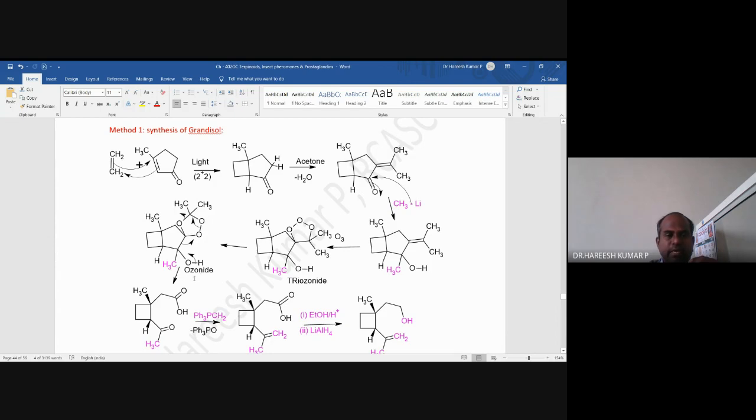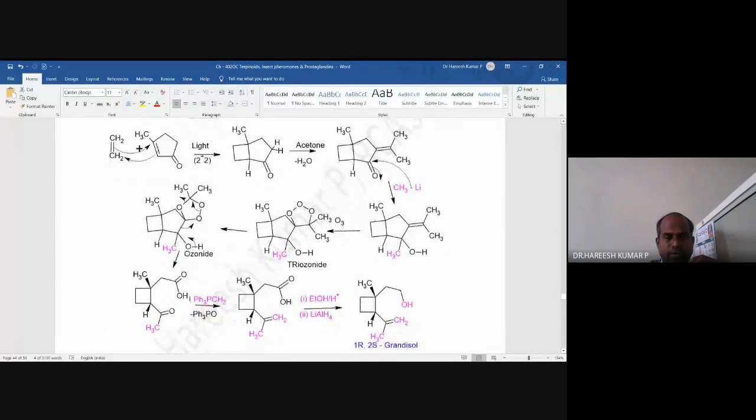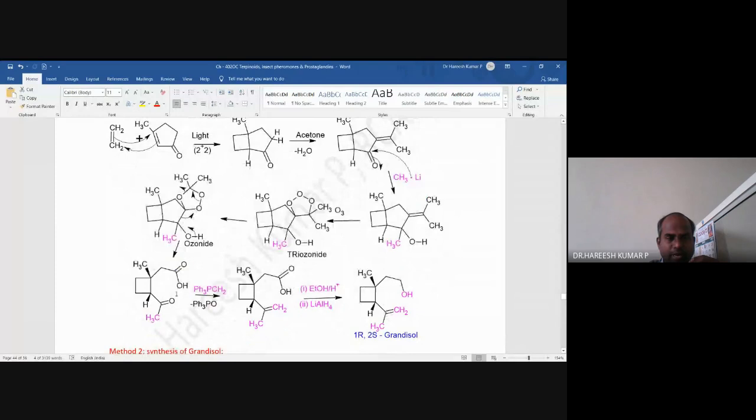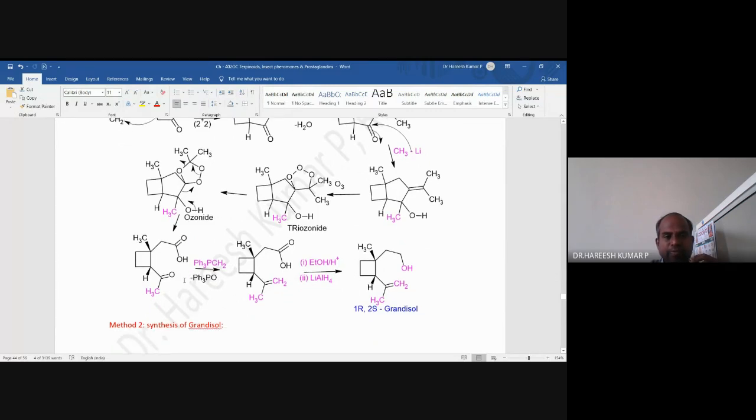So here the leaving group is acetone. So this is the product obtained: a ketone, and this will be the carboxylic acid. So what will happen now? At this moment, it was treated with a halide. So what is the name of the halide? Triphenyl phosphine methane is the halide.